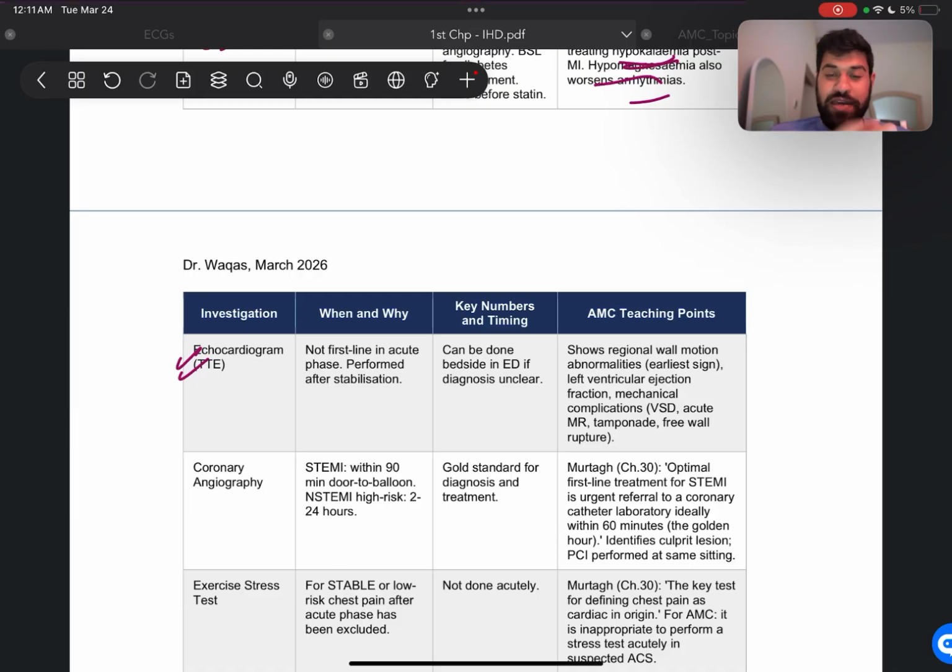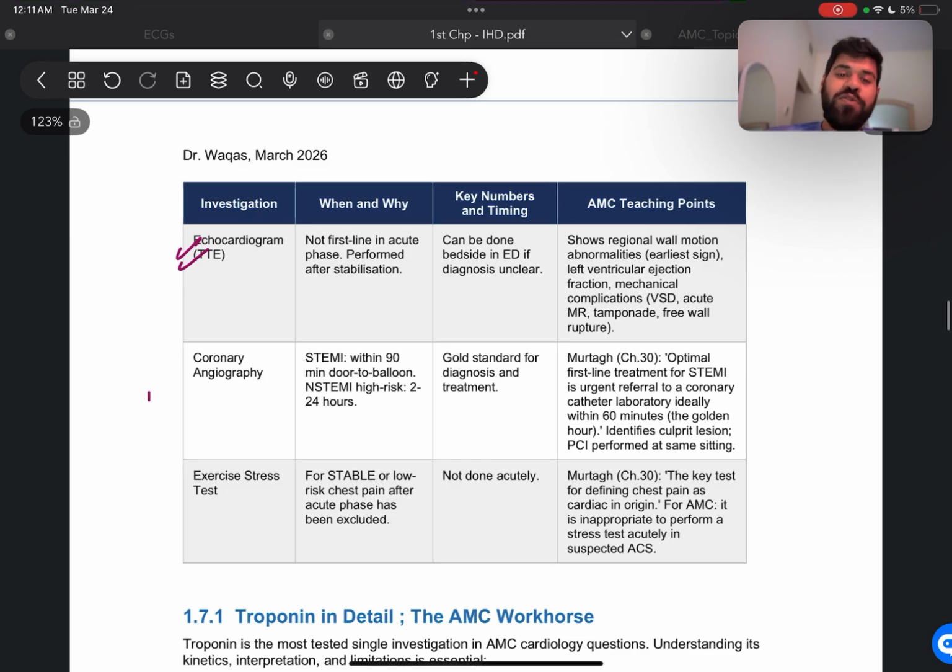So in the acute phase, it is not the first line. However, while the patient is stable and you need to check the ejection fraction, or for hypertension, or if there's a ventricular septal defect, then TTE is the go-to. Then coronary angiography, most important because you will get questions about this.